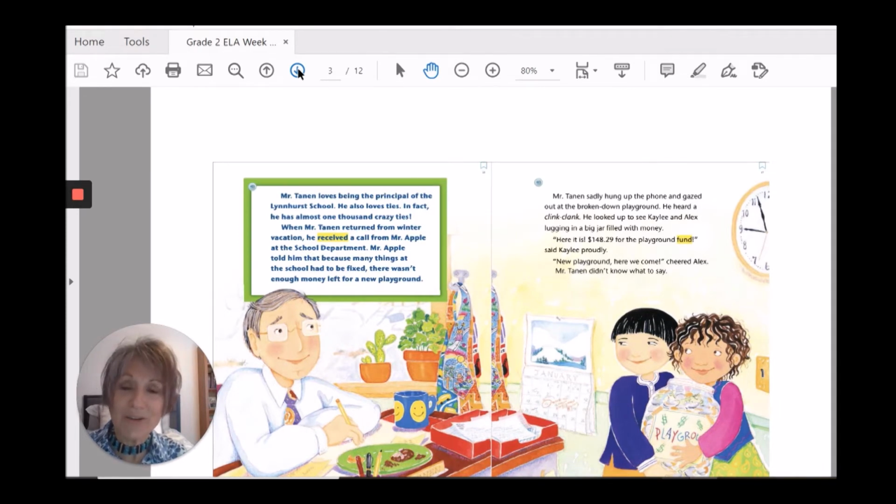Wow, we already know something about the main character just from reading this first part of the story. So I would like for us to go to our graphic organizer and record that now. Do that with me.